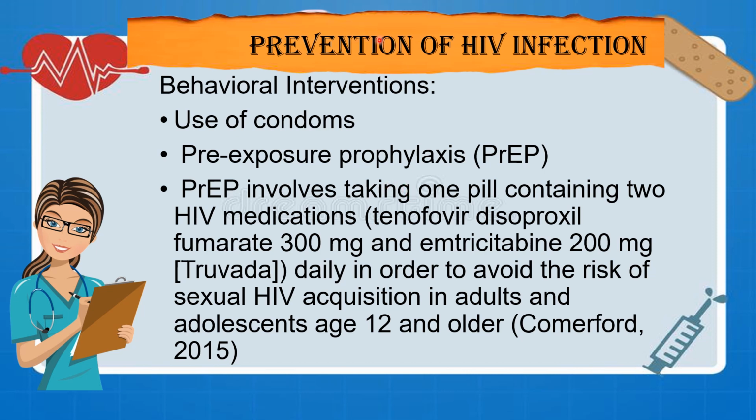The patient may use pre-exposure prophylaxis. Pre-exposure prophylaxis involves taking one pill containing 2 HIV medications, such as tenofovir disoproxil fumarate 300 milligrams and emtricitabine 200 milligrams, or Truvada, daily in order to avoid the risk of sexual HIV acquisition in adults and adolescents aged 12 and older.